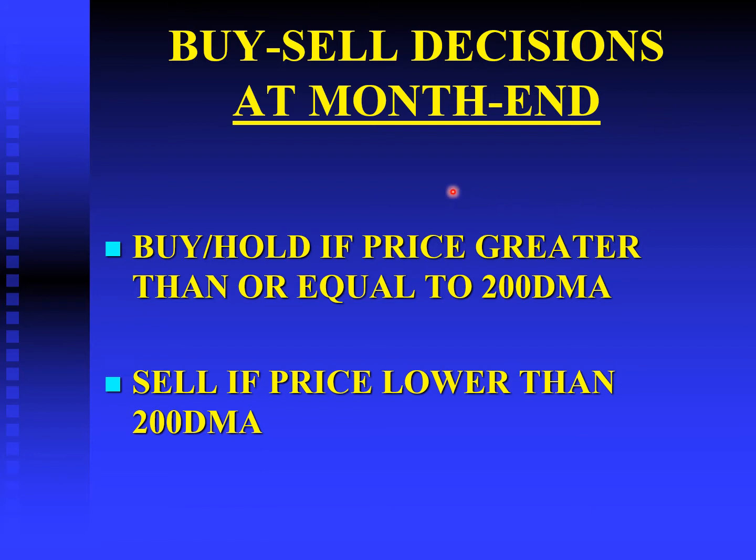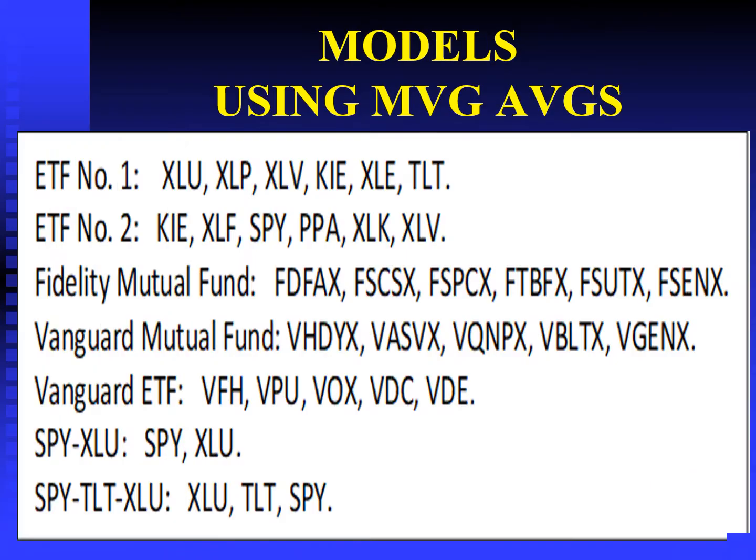You buy or hold a certain investment if the price is greater than or equal to the 200-day moving average at month end. You sell your investment if the price is lower than the 200-day moving average at month end.